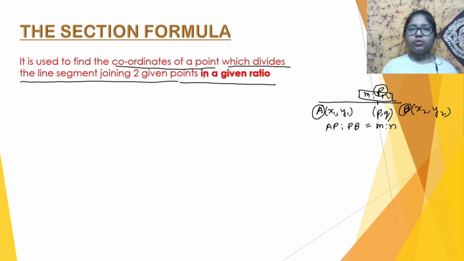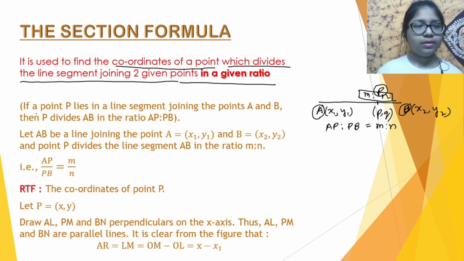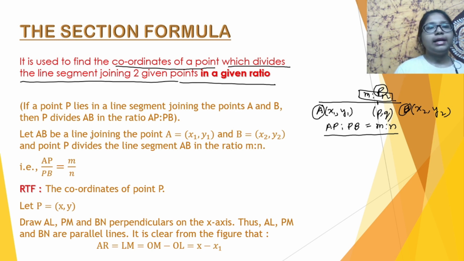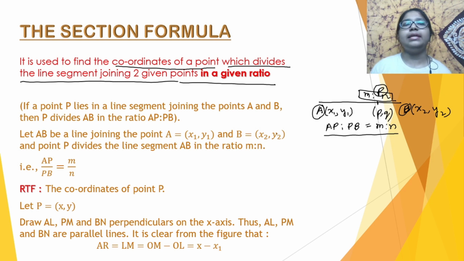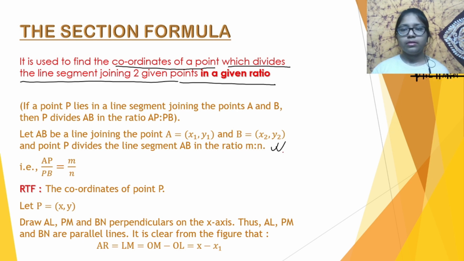Okay, so there is a proof. If a point P lies on a line segment joining the points A and B, then P divides AB in the ratio AP is to PB. I have shown you. Let AB be a line joining the points A (x1, y1) and B (x2, y2), and the point P divides the line segment AB in the ratio m is to n. Same thing which I have told. Then we are required to find the coordinates of P.